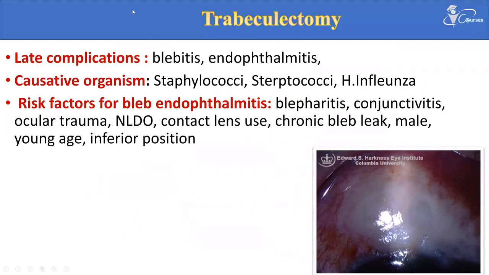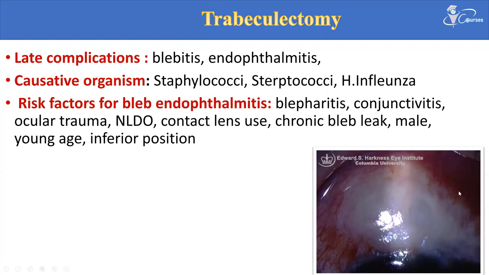Other late complications could be blebitis and endophthalmitis. For blebitis, the commonest organisms asked before in the exams are Staphylococci, Streptococci, and Haemophilus influenzae. Again, the commonest organisms for blebitis, or inflammation of the bleb, are Staphylococci, Streptococci, and Haemophilus influenzae. And this has a very characteristic feature. It's called a milky white bleb, as if the bleb is milky white and surrounded by intense hyperemia.